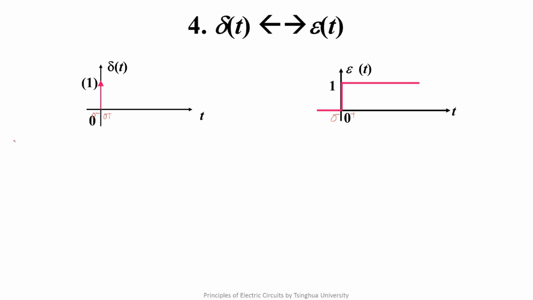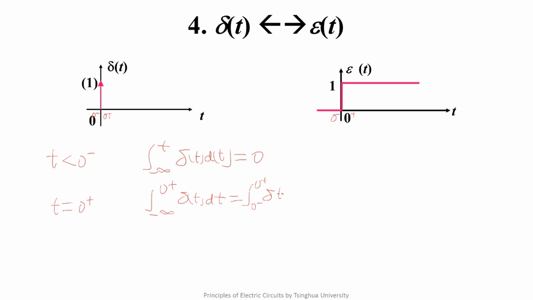Firstly, we discuss the condition when t is less than 0 minus. In this condition, the integral is from negative infinity to t. Because t is less than 0 minus and delta equals 0 when t is not 0, the result is 0. Secondly, t equals 0 plus. The integral of delta(t) from negative infinity to 0 plus equals the integral of delta(t) from 0 minus to 0 plus. According to the previous discussion, it equals 1.